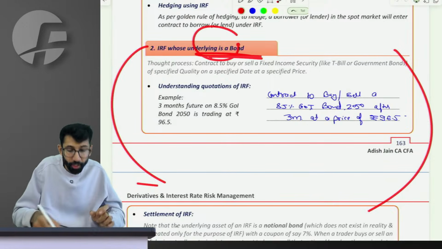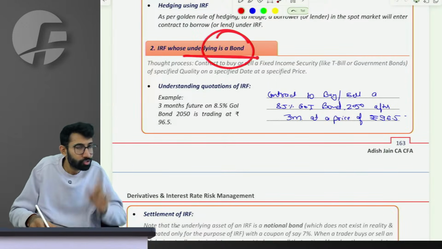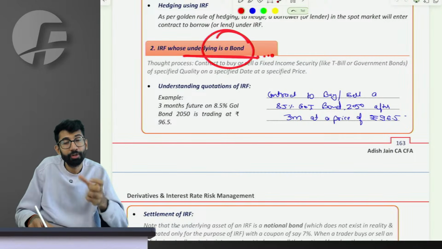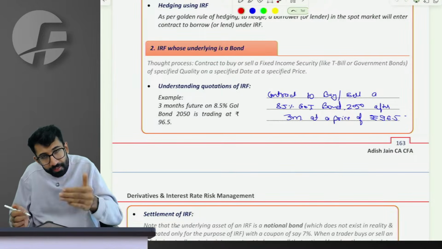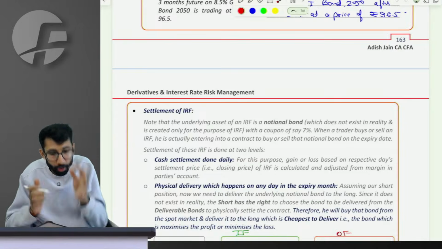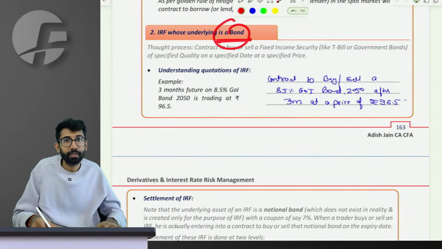Interest rate future: a contract to buy or sell a bond. This other contract's underlying is not an interest rate, it is not a contract to borrow or lend. The underlying is a bond, it is a contract to buy or sell. So suppose I have entered into a contract to sell to you a bond, right? Explaining the story in short, the bond is a notional bond, the bond does not exist in the market.